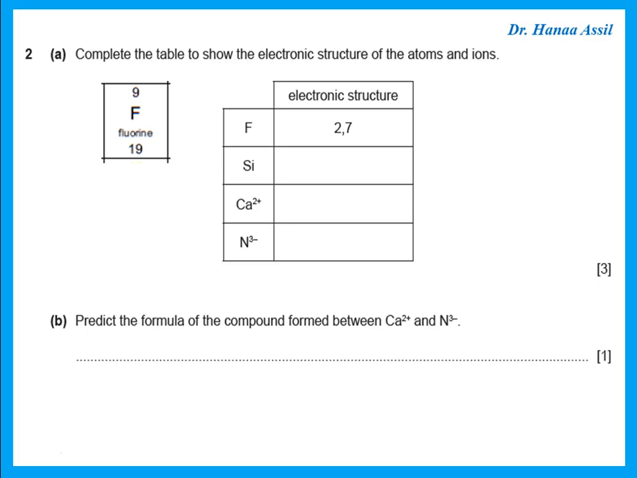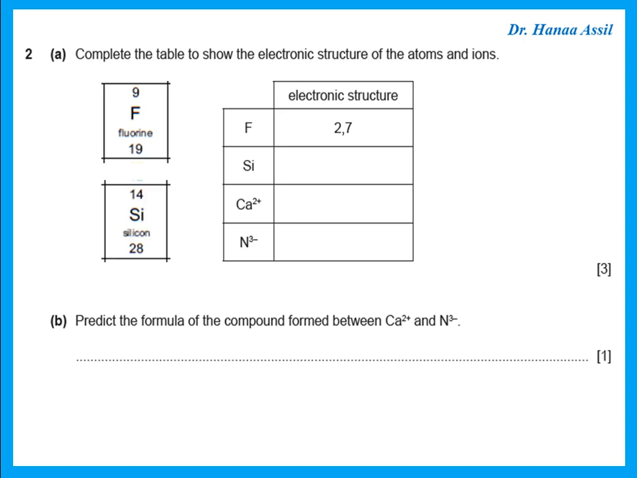So when we're trying to distribute the electrons, when we're trying to write the electronic structure, we look at the smaller number, the atomic number. The atomic number here is 9, so we're distributing 9 electrons. You should know that the first energy level can take only 2 electrons, so we put the rest into the next energy level. What about if we're looking at silicon?